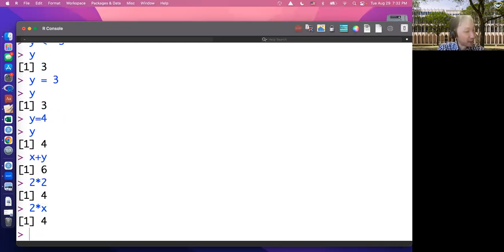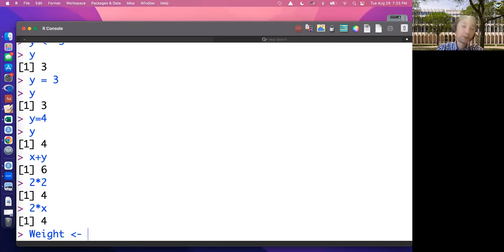Okay, but still, we can do this in a scientific calculator. So what's the benefit of using R? That is, we can use vectors and matrices in R. That is the most significant difference between a scientific calculator and R.